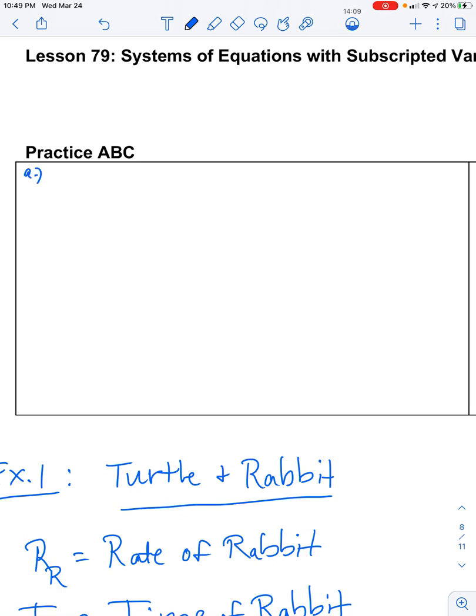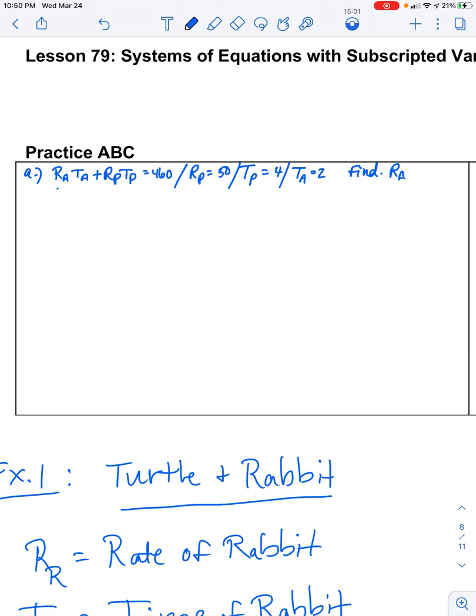Okay, so letter A, we have some given information here. The given information is that the rate of A times the time of A plus the rate of P times the time of P is equal to 460. And we are also told, and if you look up here, I'll go ahead and write them in here, R sub P is equal to 50, T sub P is equal to 4, and T sub A is equal to 2. And we have to find R sub A. Okay, so that's what we're going to work through here.